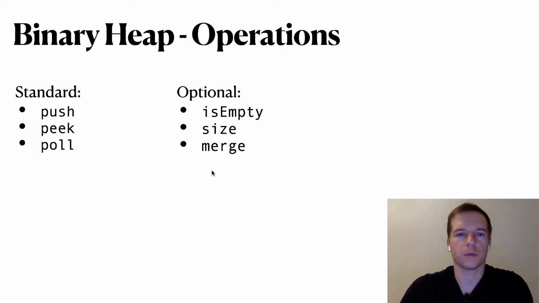What are the common operations of a binary heap? So the standard ones are push, peek, and pull. Push is insertion of a new element. Peek, we just return the top element. It's very easy. It doesn't alter the heap itself. And pull will return the element and remove it. And we already looked through push and pull on the slides before.